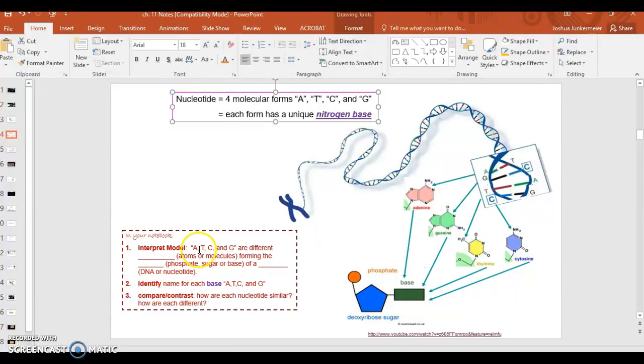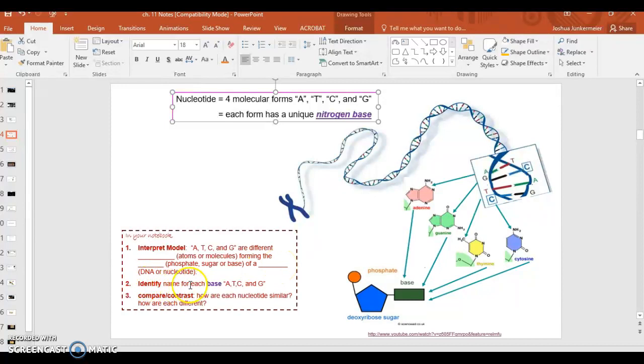All right, number 1, it says interpret the model. It says A, T, C, and G are different. Are A, T, C, and G different atoms or molecules? You'll fill in the blank. And it says forming the what? Does it form the phosphate, sugar, or base? So are A, T, C, and G different forms forming the phosphate, sugar, or base? So just look at the picture. It says A, T, C, and G are forming what part of the nucleotide? And then you fill in the blank right here. Of A, now, are these creating, so what is this basically? To fill in the last blank of question number 1, is this DNA or is this a nucleotide? And that's what you put in the final blank.